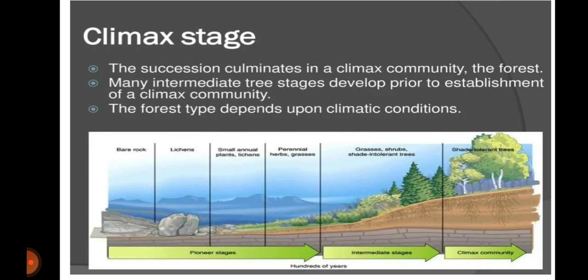This forest community is the climax stage for this region. The climax community is controlled by the climate of an area and is known as the climatic climax. This is the xerosere. Okay, thank you.